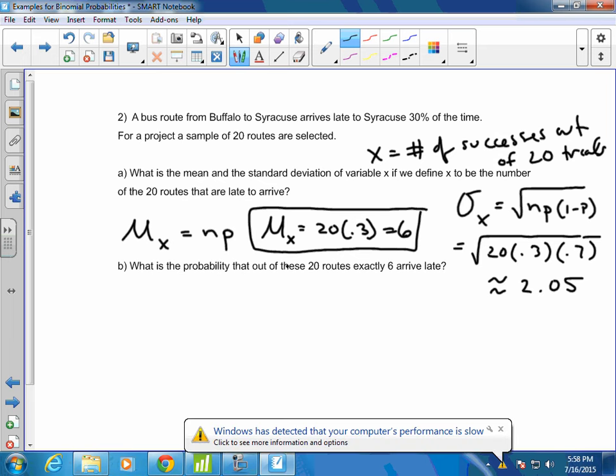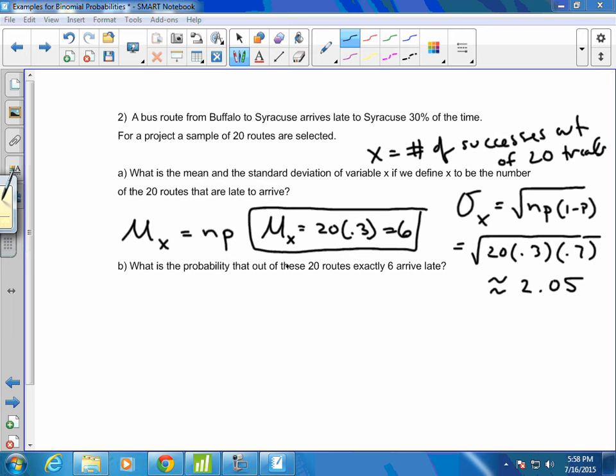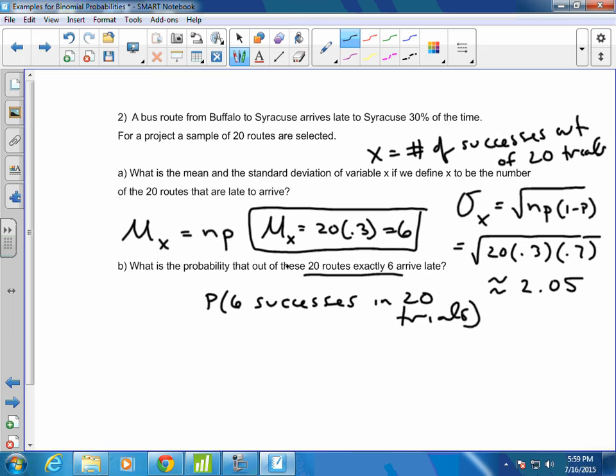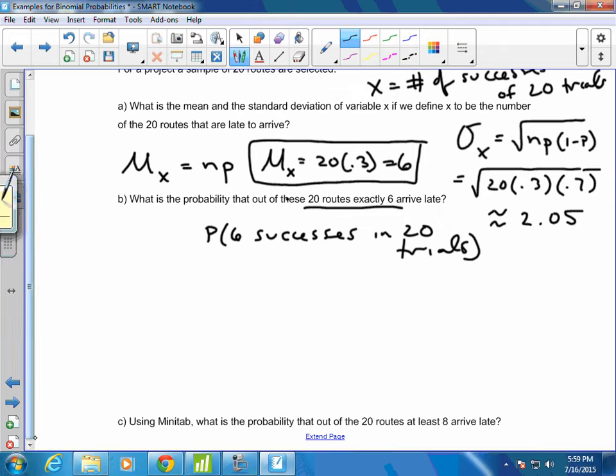All right, so let's take that value 6, which is the mean, and let's find the probability that out of these 20 roots you get exactly 6 of them arriving late. So again, that's basically saying the probability of 6 successes out of your 20 trials. So I'm going to jump into the binomial formula here, plugging things in already. So I'm going to plug in 6 for x.